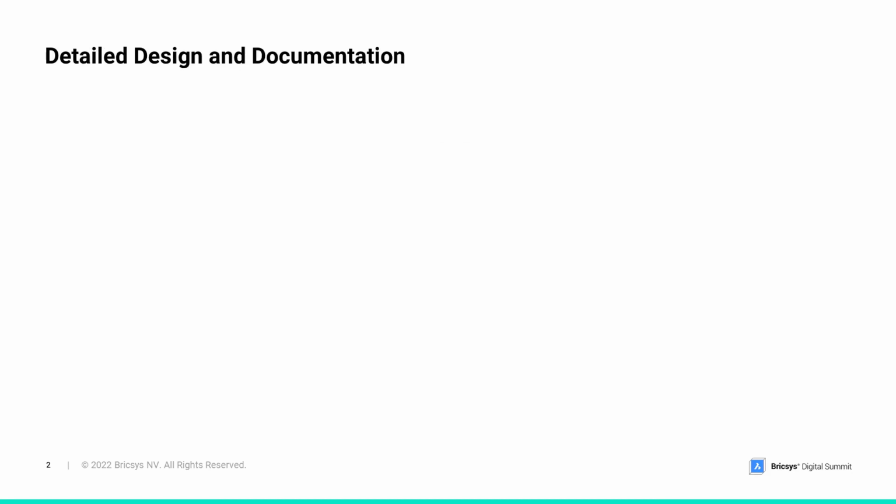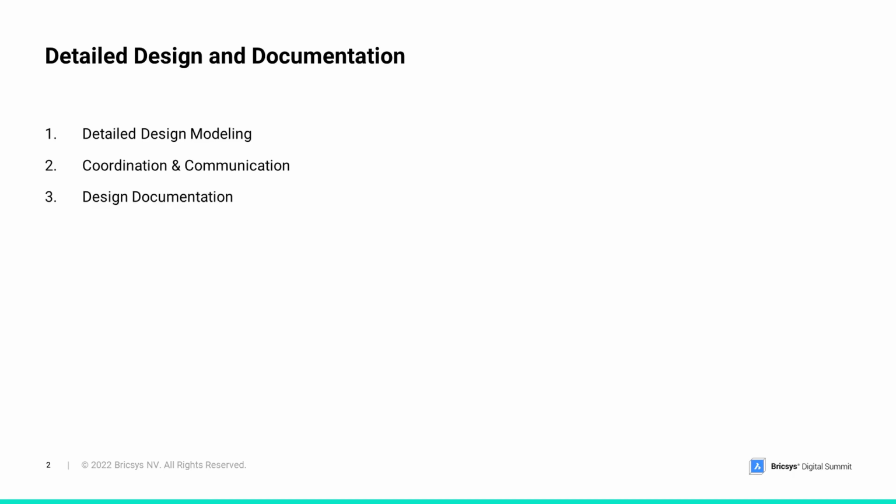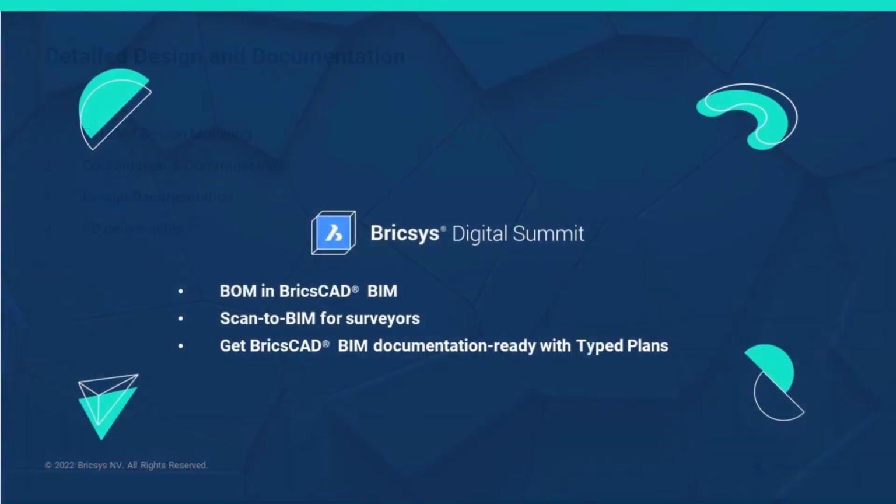Right, so what have we learned today? We've taken a look at the detailed design and documentation phase of a construction project. In this process, I have demonstrated the most important improvements and new features of the detailed design phase, coordination and communication, documentation phase, and the creation of other 2D deliverables. This was a bird's-eye overview of the entire workflow. If you want to go a bit more in depth about certain topics, such as the Bill of Materials Manager or type plans, be sure to watch the other breakout sessions available online.